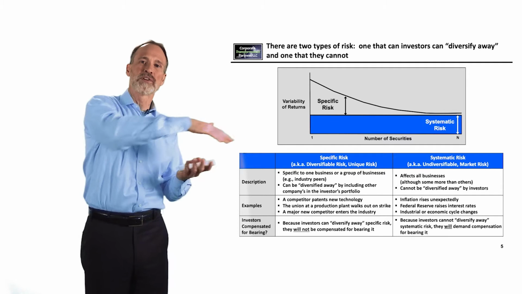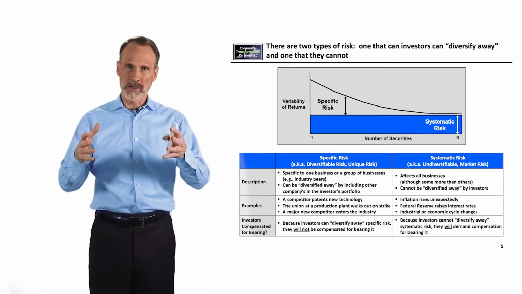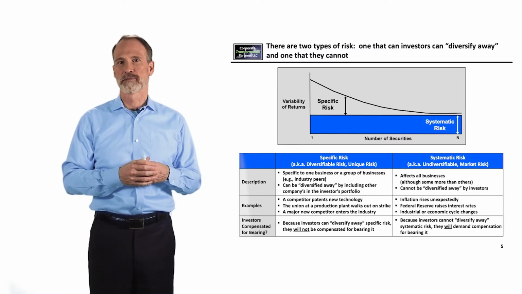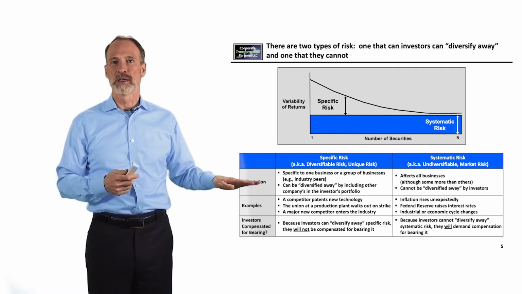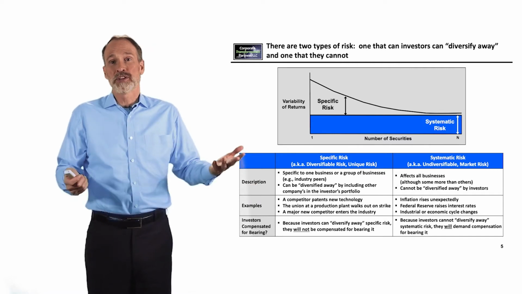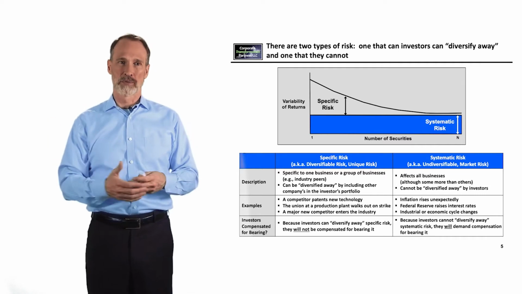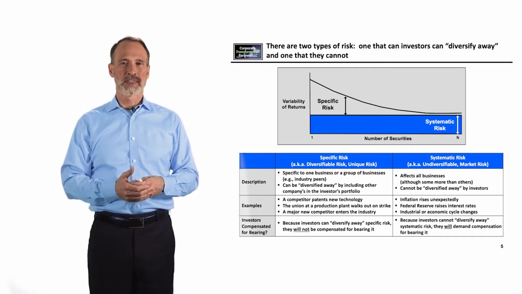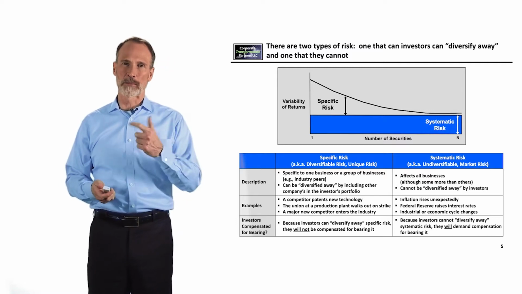The risks that can be diversified away, he called specific risk, because it's specific to one company or group of companies. And the risk that cannot be diversified away is in the system. There's nothing you can do about it from an investor's standpoint. So let's call that systematic risk. So that was his first big advancement, just the naming of specific risk versus systematic risk.